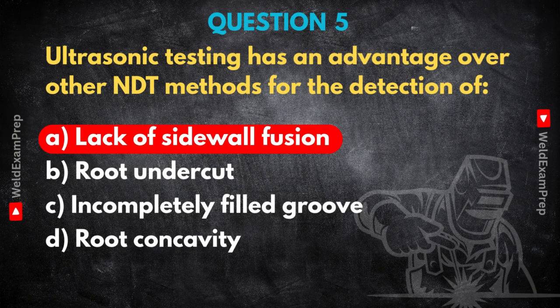Lack of sidewall fusion. Why is UT good for that? Think about how UT works. You send high-frequency sound waves into the material, like sonar, kind of. These waves travel through the metal and bounce back when they hit something different, a discontinuity, a flaw. Now, lack of sidewall fusion is basically where the weld metal hasn't fused properly to the side of the joint preparation. It's a gap, often internal, hidden inside the weld. Exactly.